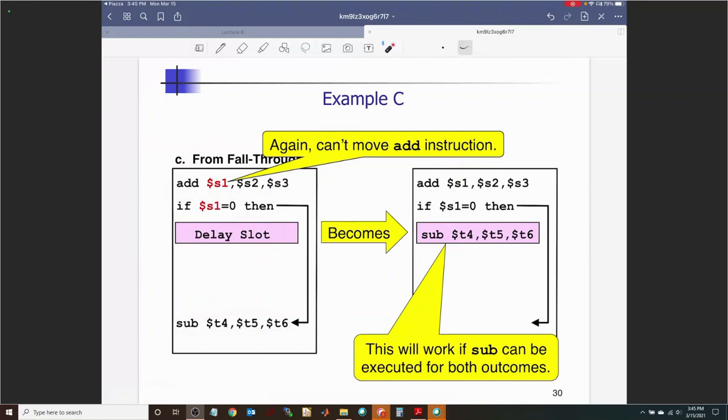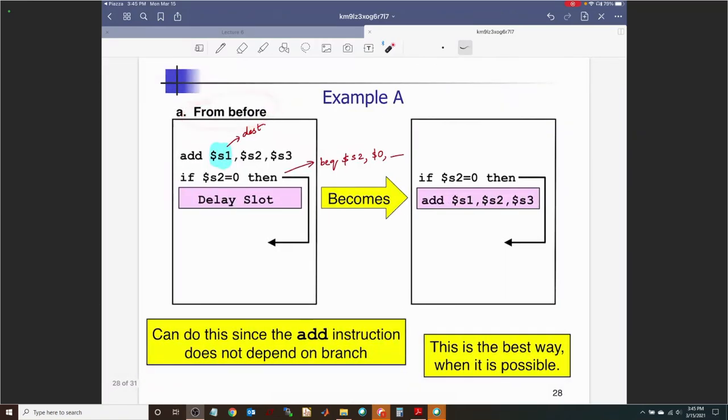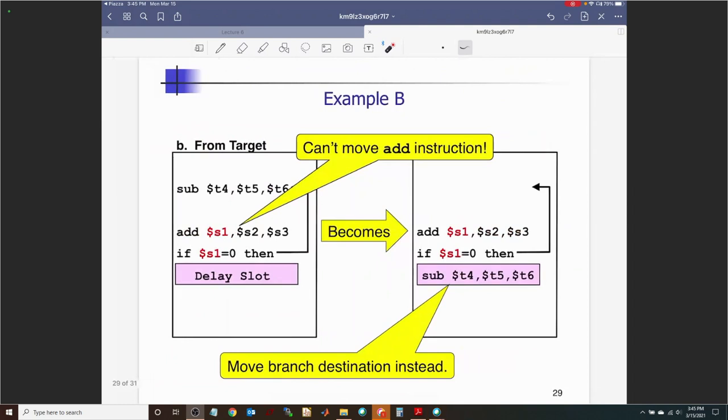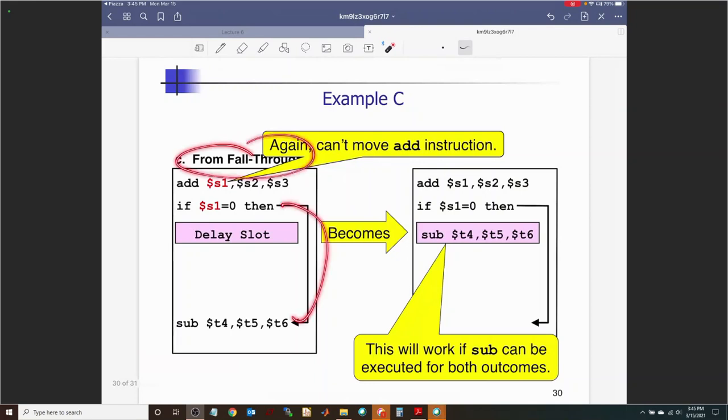So the three examples: one was from before the branching, one was from the target, whatever the target is, move that into the delay slot, and the last one is from the fall through, the last instruction, whatever that if statement is, if it is going below, take that and put that in your loop, right? So the last instruction in your if condition. All right.